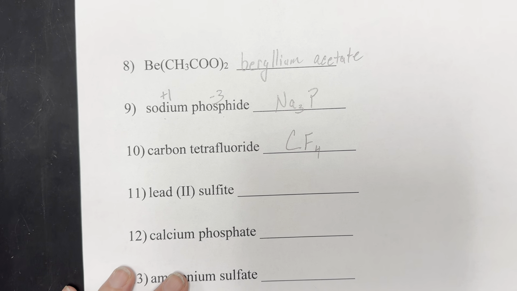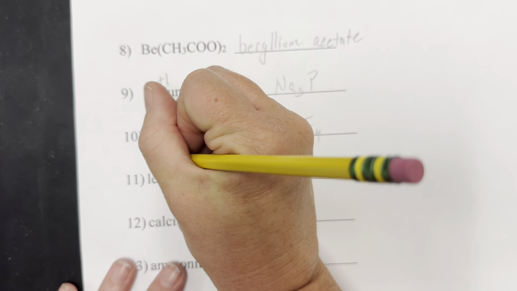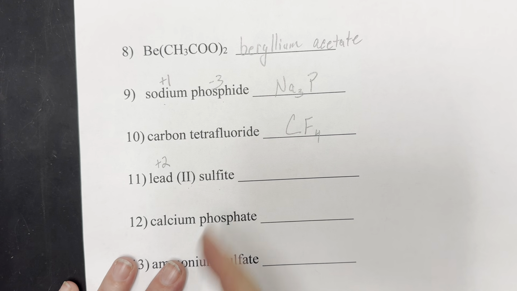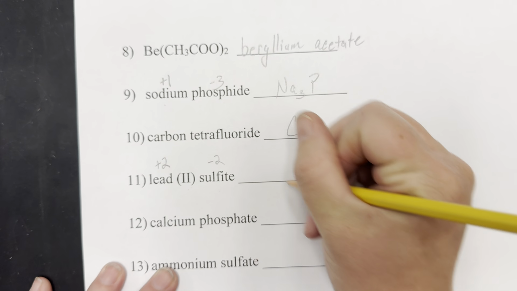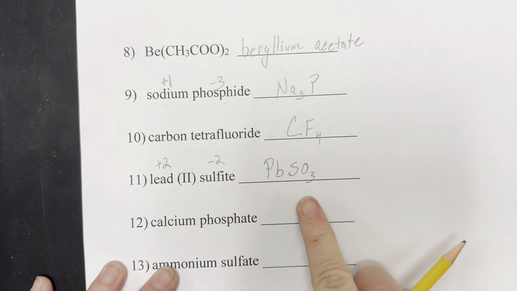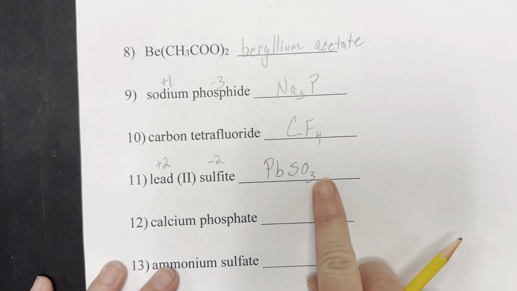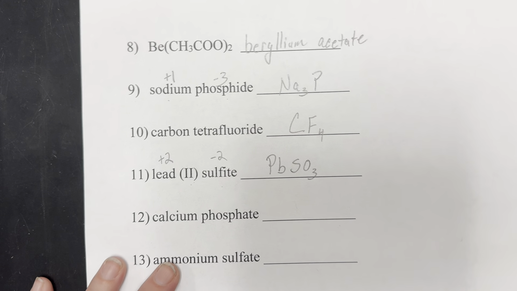All right. Number 11, lead-2 sulfite. Lead-2 means that lead is +2. Sulfite is a polyatomic ion with a -2 charge. So Pb, and then sulfite is SO3. Polyatomic ions, do not put parentheses around them unless there's more than one. In this case, there's just one sulfite. Sulfite is SO3. There's just one. We just write it like that.